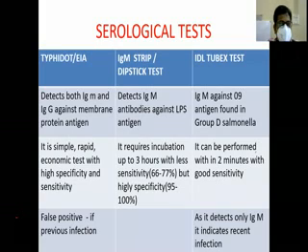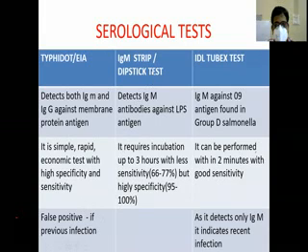Among serological tests, Typhoid dot is the newest method, where we detect both IgM and IgG against membrane protein antigen, because it is a very simple, rapid and economic test with high sensitivity and specificity. Apart from the Widal test, try to remember this Typhoid dot also. It usually comes false positive if there is a previous infection.